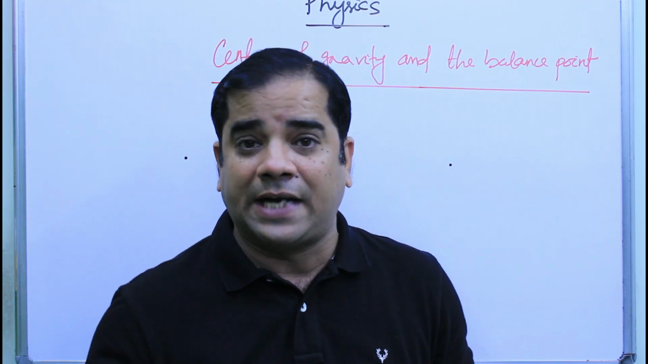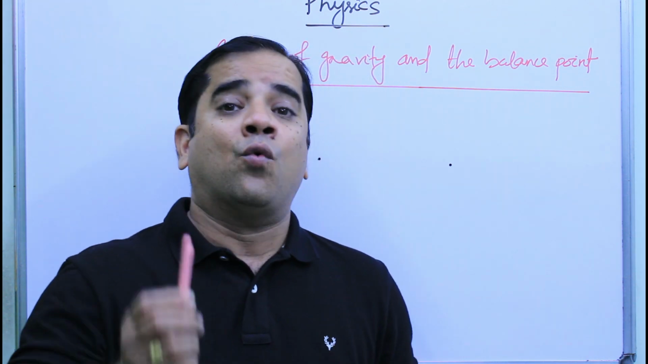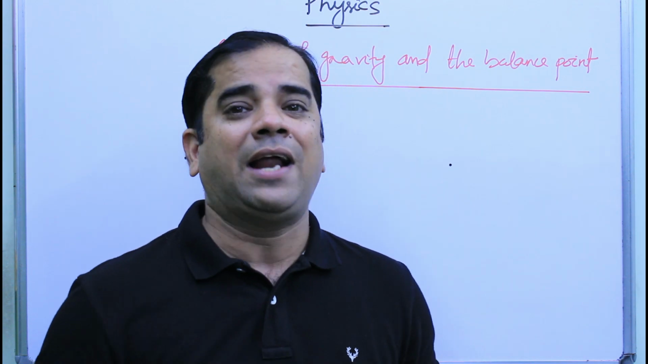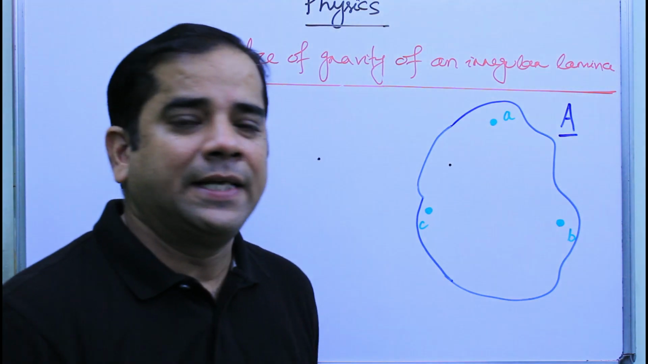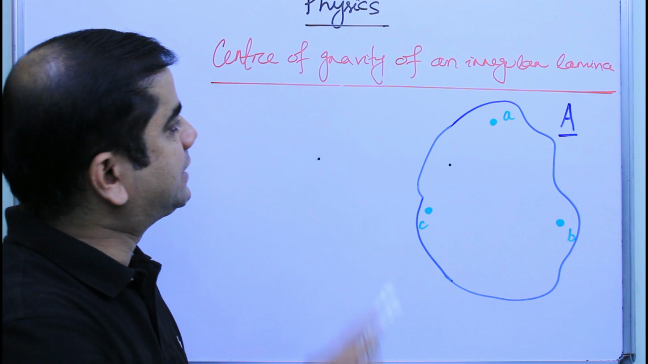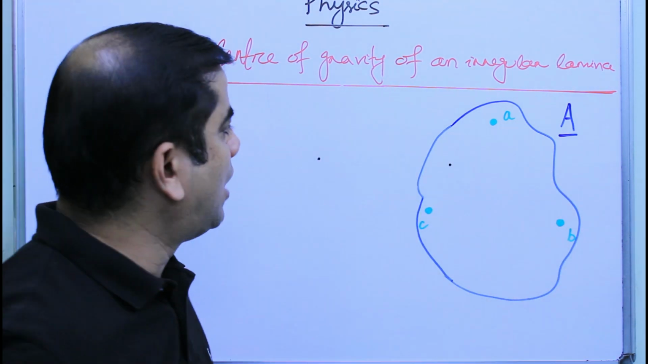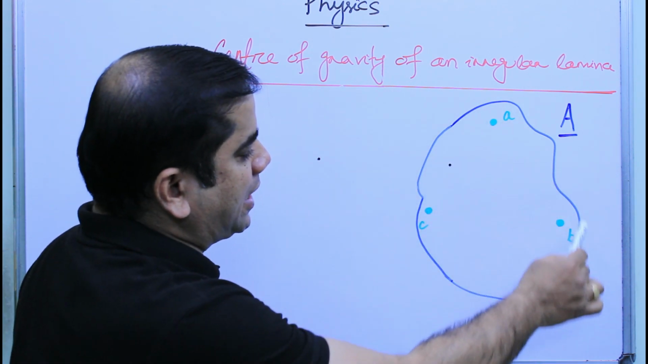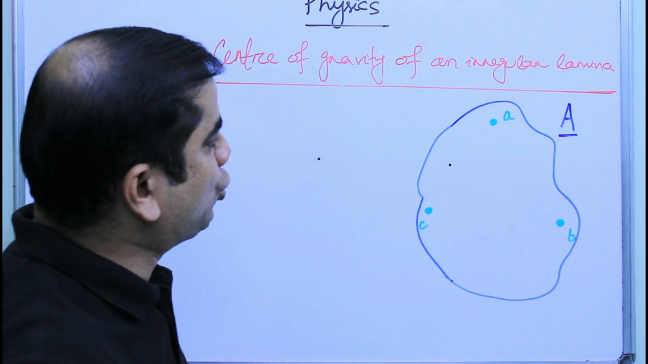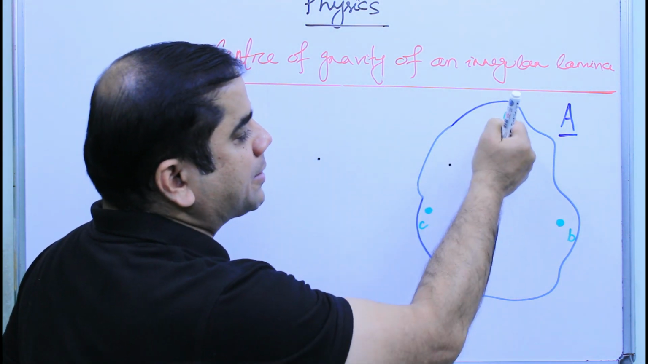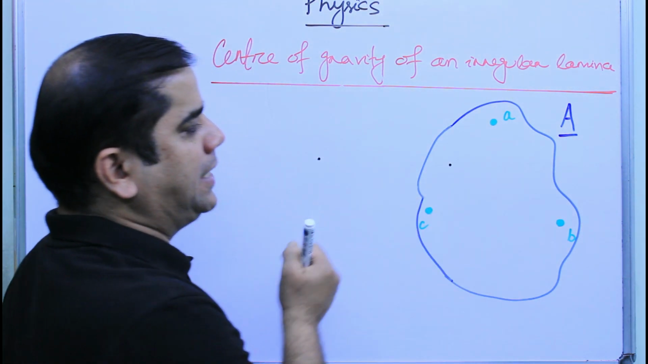Let us try to understand this concept and find out where the center of gravity lies in case of irregular shapes. Okay students, let us now try to find out the center of gravity of this irregular lamina. As you can see, there is an irregular lamina and we need to create 3 holes at 3 different points of the lamina. Suppose those are A, B and C.